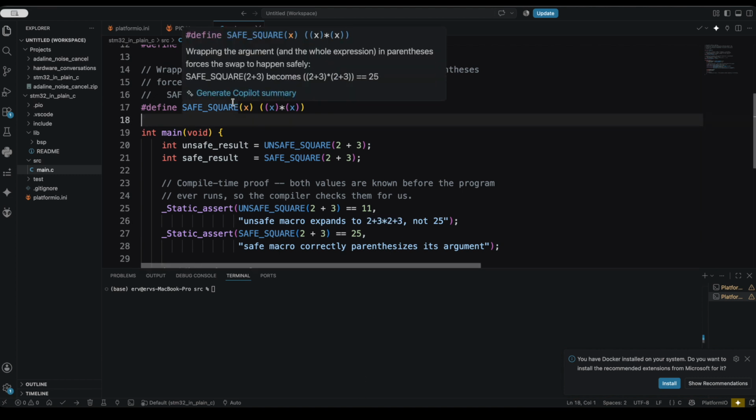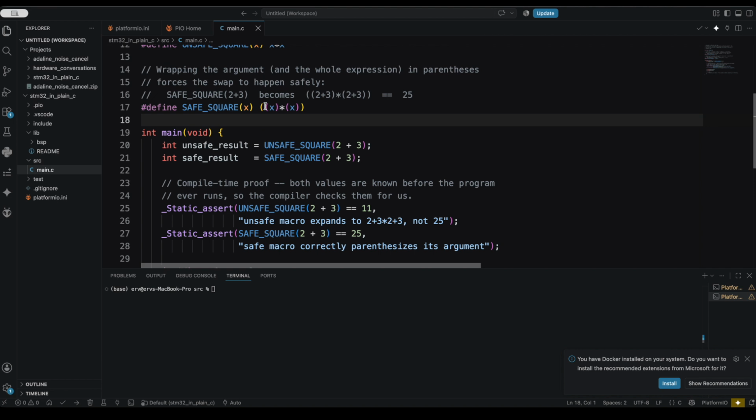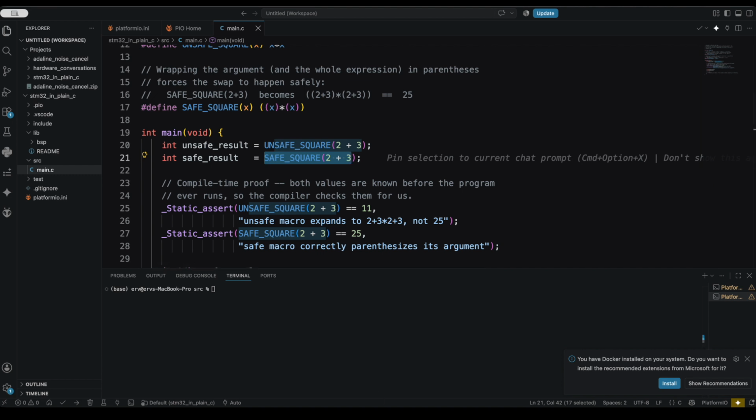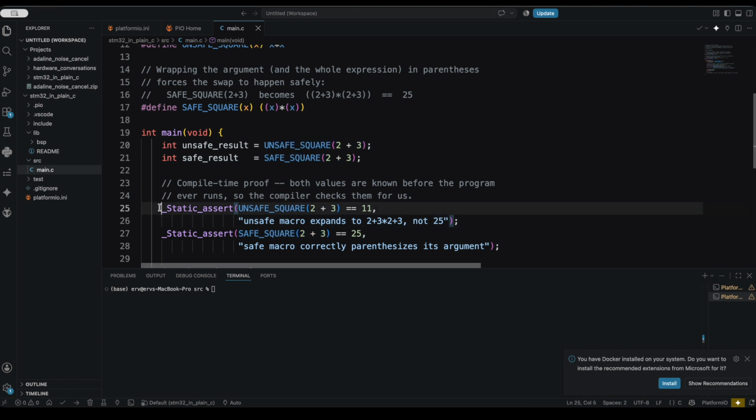The fix is parentheses around the argument and the whole expression. Now the swap produces (2 plus 3) times (2 plus 3). Parentheses force it to evaluate correctly, 25.